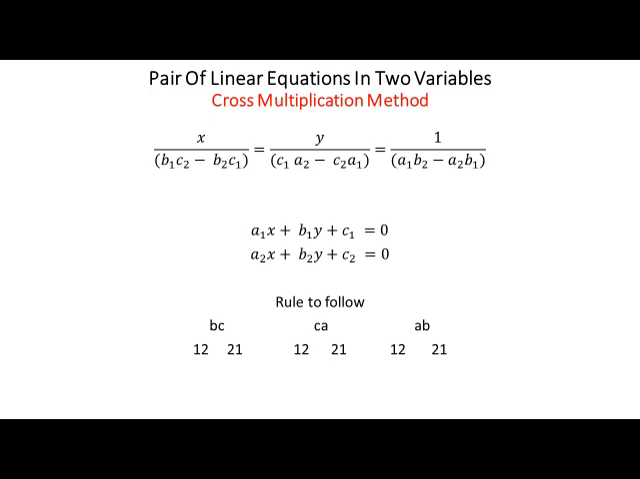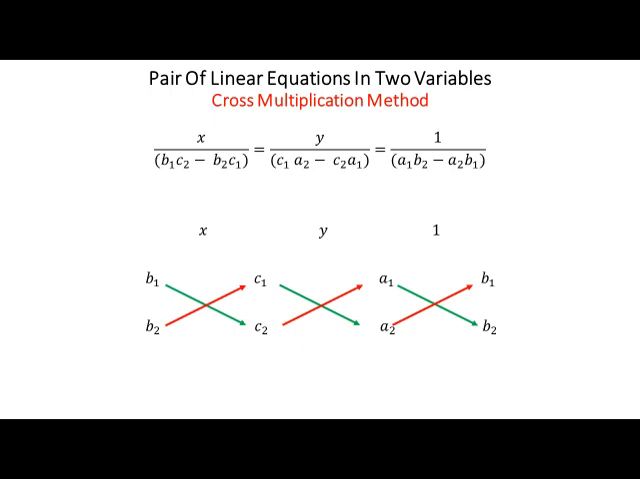Now the cross multiplication method can easily be understood with the help of this diagram. Here what we have written is x, y and 1, where x and y are variables and 1 is for the constant, which are followed by two rows. The first row has the coefficients of the first equation, that are b1, c1, a1 and b1, and the second row has the coefficients of the second equation, that are b2, c2, a2 and b2. Now this diagram also follows the same rule, that is BC, CA and AB, where x is between BC, y is between CA and 1 is between AB.